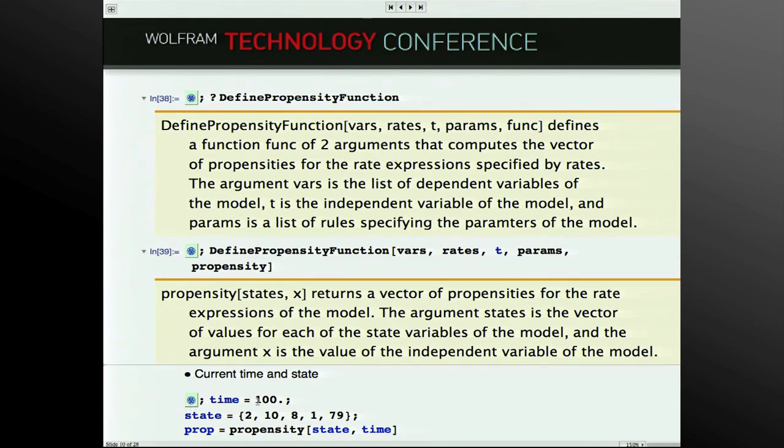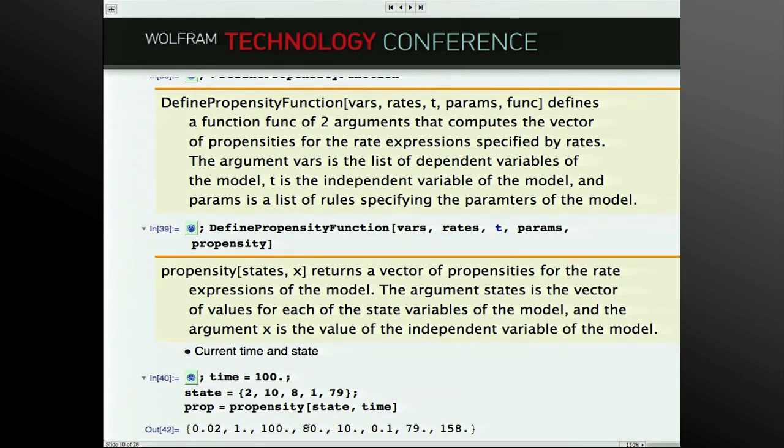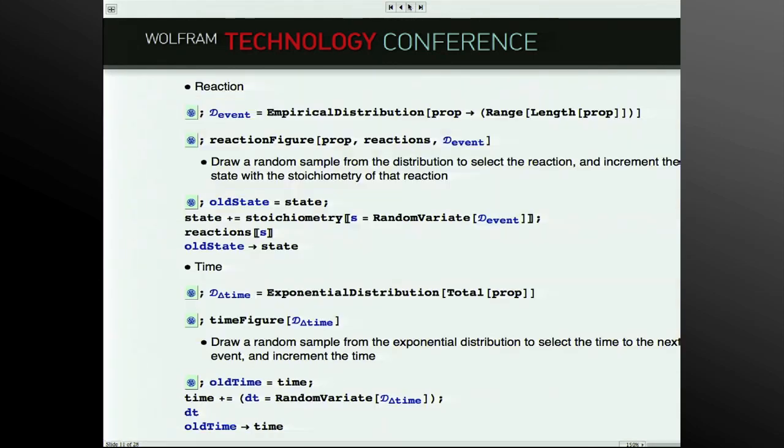And here we're going to say at time 100, I'm going to define a state where I've got 2, 10, 8, 1, and 79 molecules of the different species in my system. That's essentially my state vector. And then I'm going to calculate the propensity for that state and at that time. And here it is. So this tells me what the probabilities are, basically, the relative probabilities of each of the events that I can choose from.